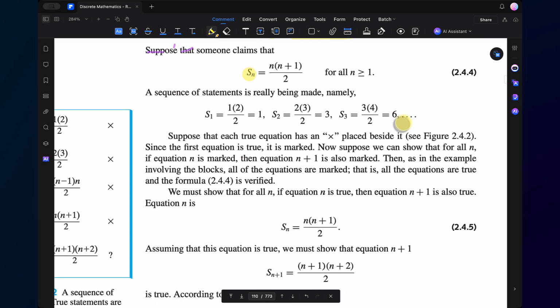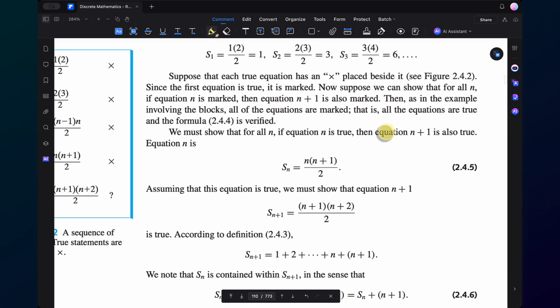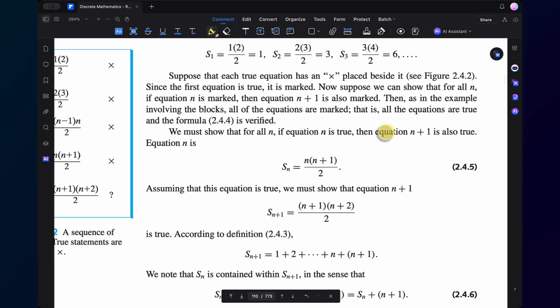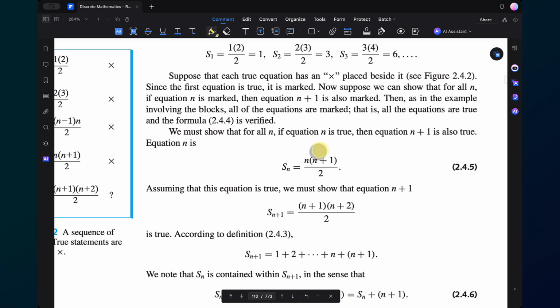And what you can see is that this represents a sequence of statements. S1 is 1, S2 is 3, S3 is 6, and et cetera, et cetera. So what we will do is the following. We must show that for all n, if equation n is true, then equation n plus 1 is also true. Okay, so watch how this works.